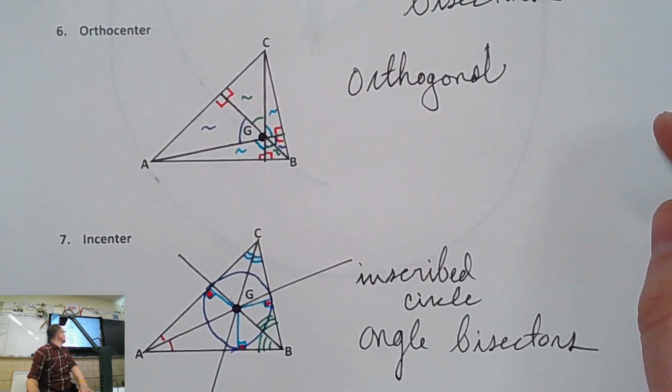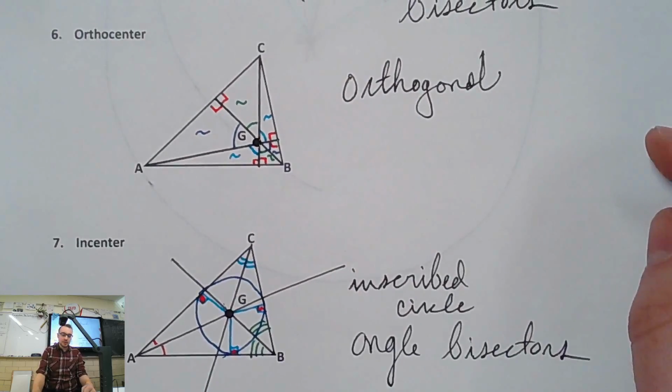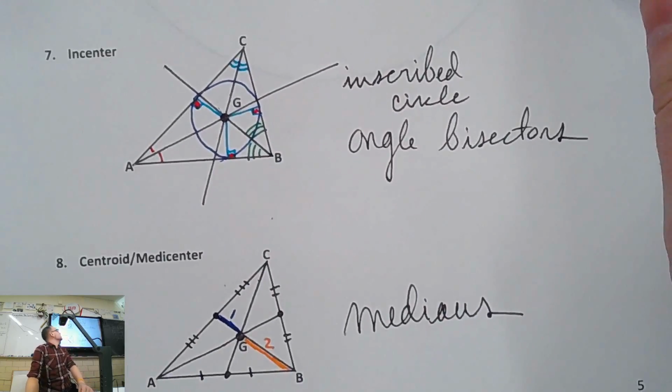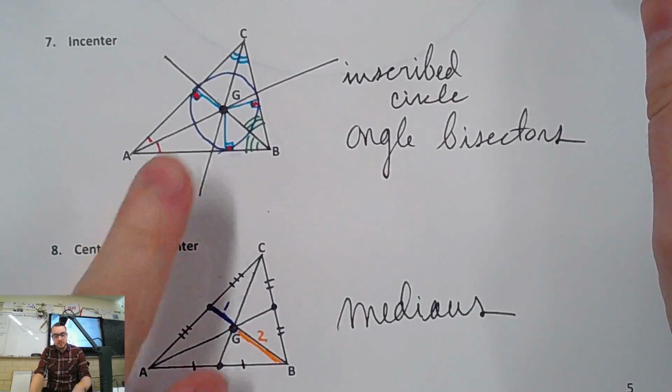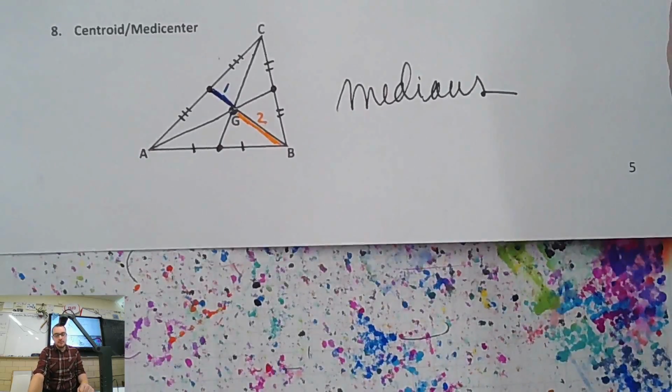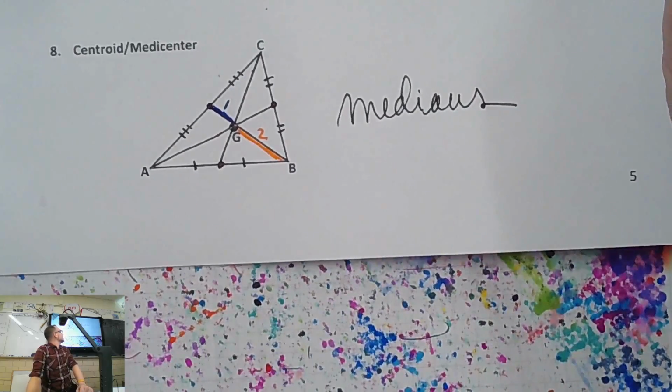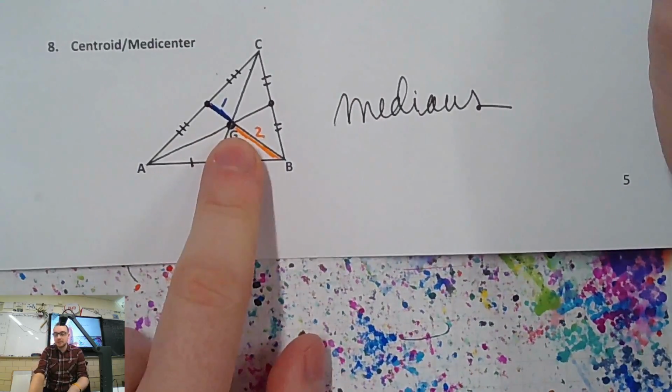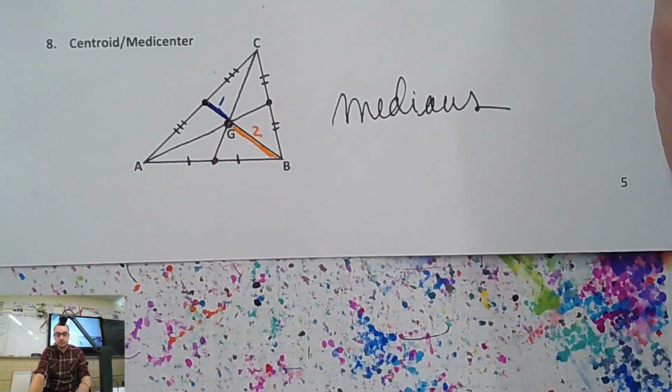Orthocenter, orthogonals, similar triangles by vertical angles. Incenter has an inscribed circle. Same distance from all the sides. Made by the angle bisectors. The medians form the medicenter, the centroid. That's the center of mass, 2-to-1 ratio, right? Vertex to midpoint.